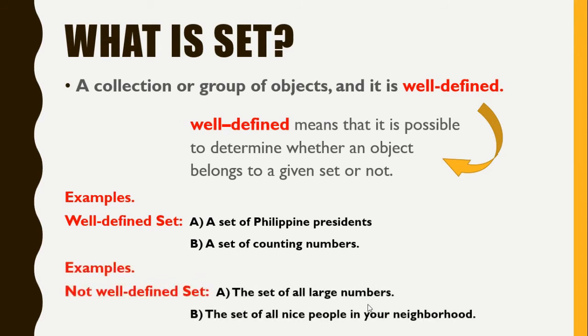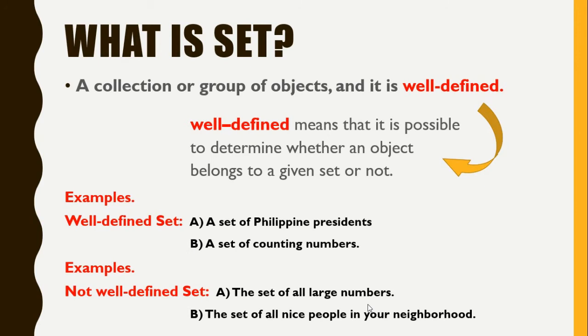The set of all large numbers. Large numbers is confusing, because there are many large numbers: 10, 1,000, a million, 1 billion. Even 0 is a large number compared to negative numbers, okay? So it is not well-defined. Next, the set of all nice people in your neighborhood.